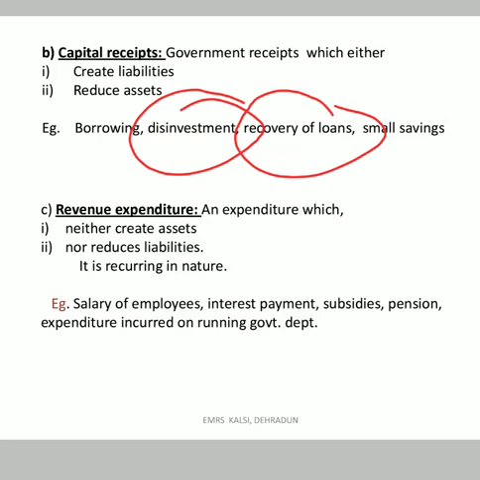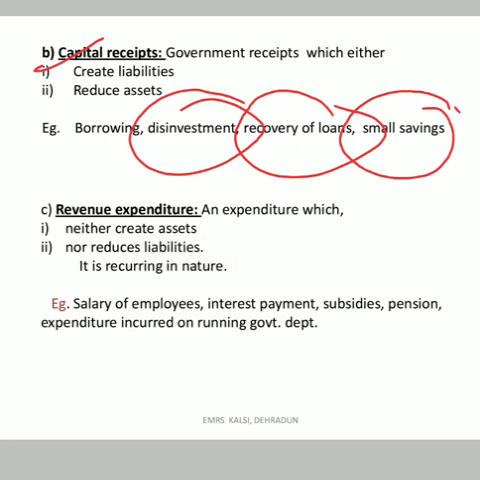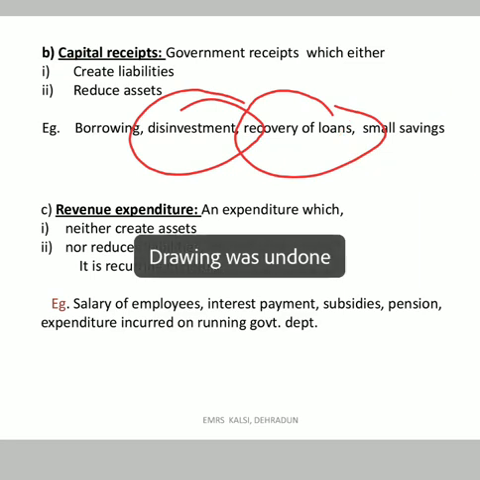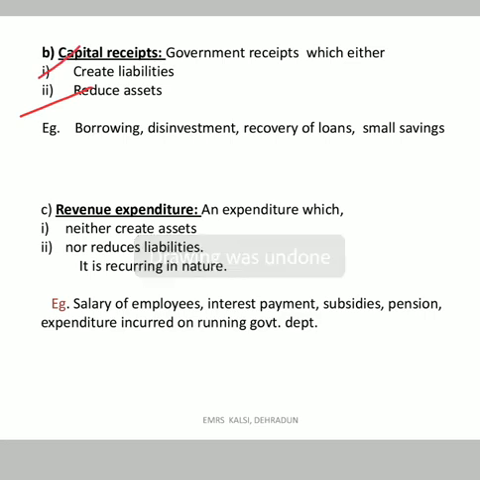So that small saving is creating a liability. Why? Because government is getting money through small savings, but government is liable to pay that money after a fixed period of time. So whatever money government gets, if that money is reducing the asset or creating a liability, then that money will be counted under the heading of capital receipts.